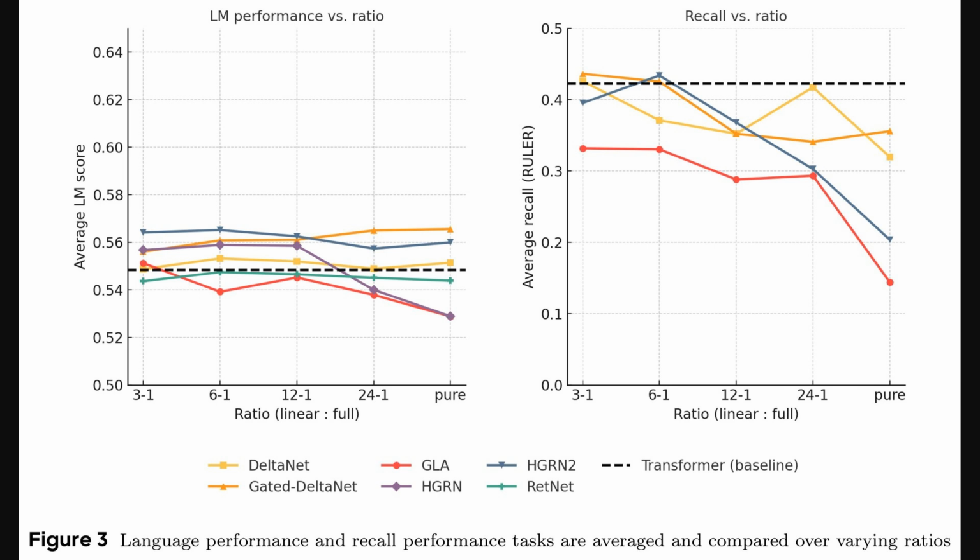Moving to the results, these charts show how that hybrid mix affects performance. On the left, we see language modeling performance, which is the model's general language skill. The lines are pretty flat, showing that the ratio of linear to full attention layers doesn't really change this general ability. But on the right, we have recall performance, the model's ability to remember specific facts. Here, the mix is critical. Performance drops sharply with fewer full attention layers. These results show that a sweet spot, maybe a 6-to-1 ratio, is needed to balance memory savings with strong recall.